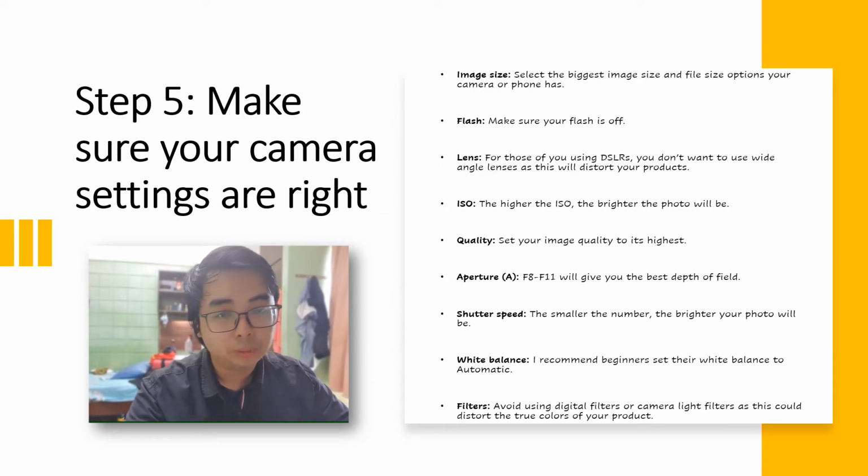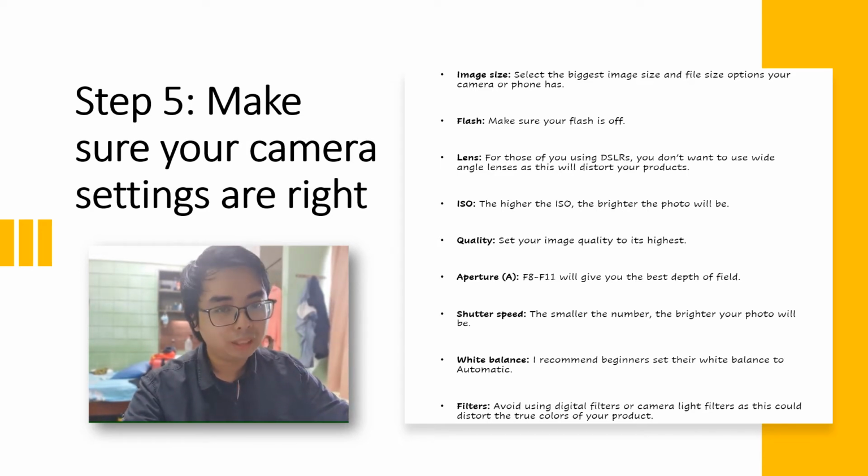For lenses, if you're using a DSLR, you don't want to use wide angle lenses as this will distort your photos. For ISO, the higher the ISO, the brighter the photo. However, the higher the ISO number, the more distorted or noisy your photo will be. And then the quality of the image must be at its highest, of course, and the aperture is between f8 to f11, depending on the depth of field or your focus will be.